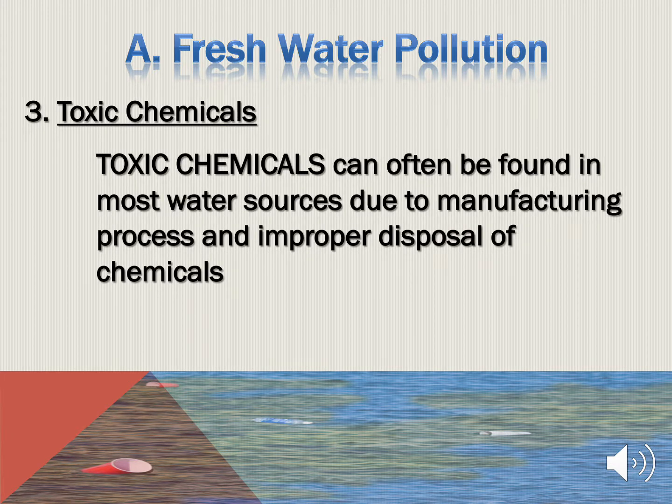The other group of toxic chemicals is toxic chemicals, and toxic chemicals can be found in most water sources due to the fact that toxic chemicals are widely manufactured, and through their use and through improper disposal techniques, they can leak into water systems and become serious problems.